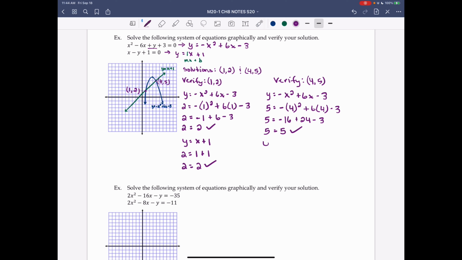Last one, y equals x plus 1. Y is 5, x is 4. So we have 5 equals 4 plus 1. 5 equals 5. Yes, that's true. There we go. We've solved. We did a little sketch of our graph. We verified algebraically.